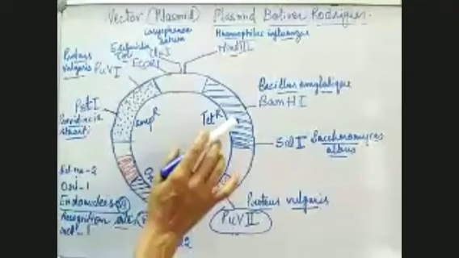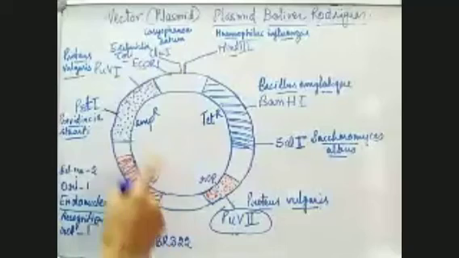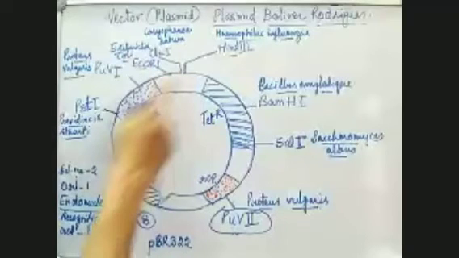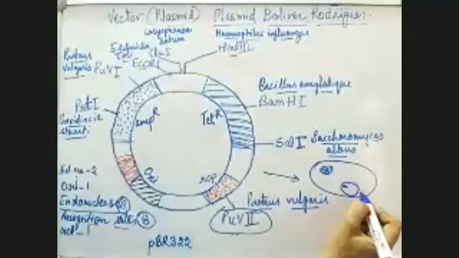We have two selectable markers. One is ampicillin resistant, another is tetracycline resistant. This is ampicillin resistant and this is tetracycline resistant. That means whichever bacteria this plasmid goes into, suppose this is the bacteria and this plasmid has been introduced here, now this bacteria has ampicillin resistance as well as tetracycline resistance.